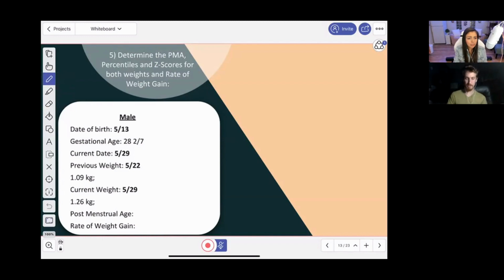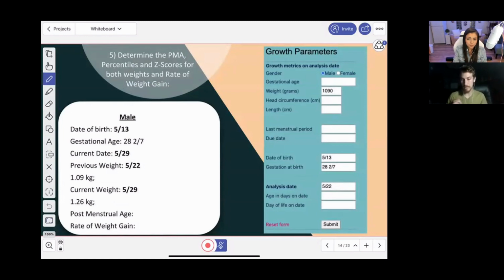Let's figure this out. Before we go into the postmenstrual age and rate of weight gain, let's first tackle those percentiles and z-scores based off of the weights, the previous and the current weight. Remember the way we did that was we went to PD tools, and we chose the Fenton PD tools because they are not yet 1 month of age. So we chose Fenton instead of the WHO in this case. And let's go over a quick example of how to enter that data onto PD tools right here in the next slide.